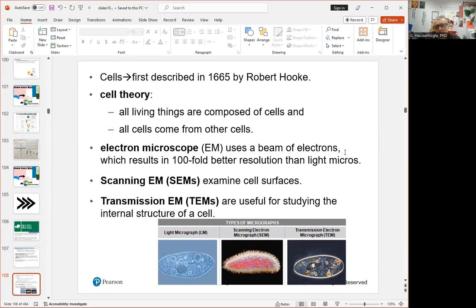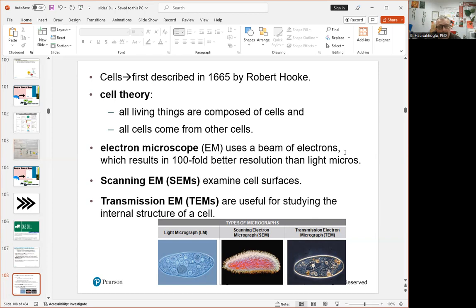Since then, over the last 350-something years, we now have cell theory. According to cell theory, all living things are composed of cells, and cells come from pre-existing cells. All cells also contain hereditary information like DNA.